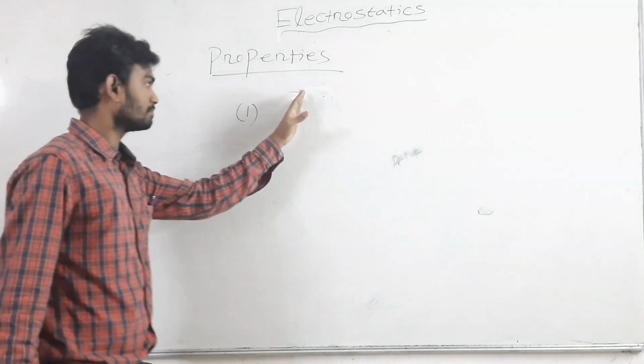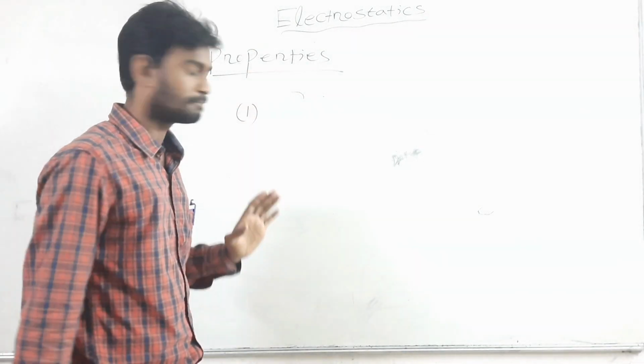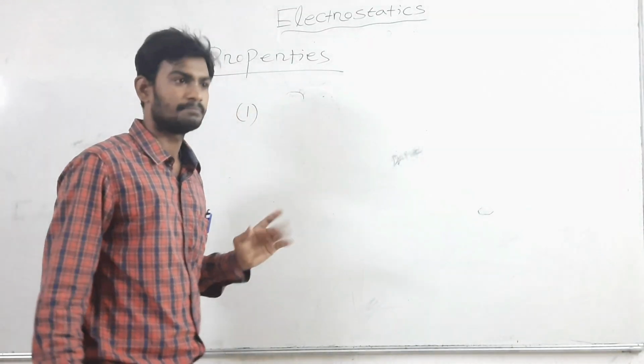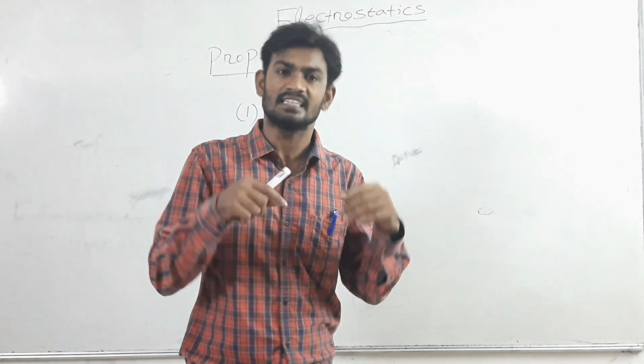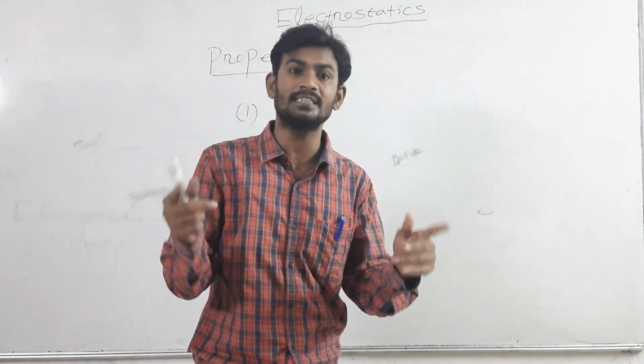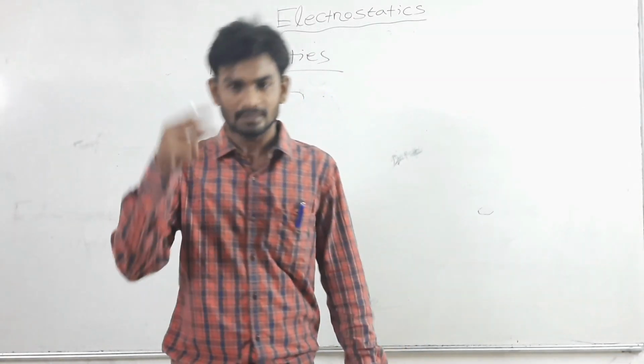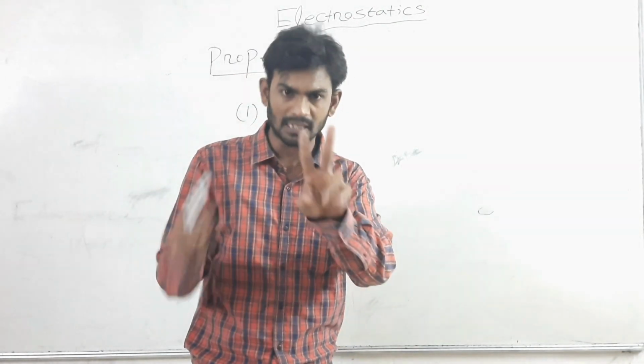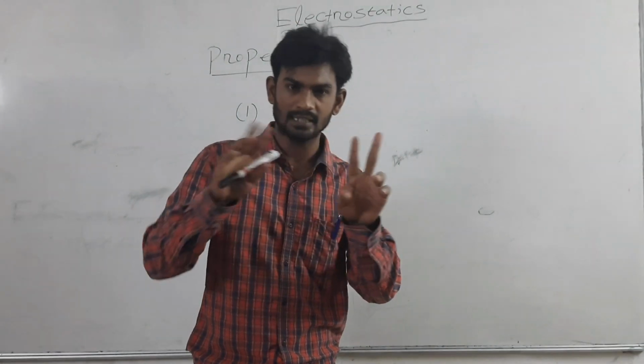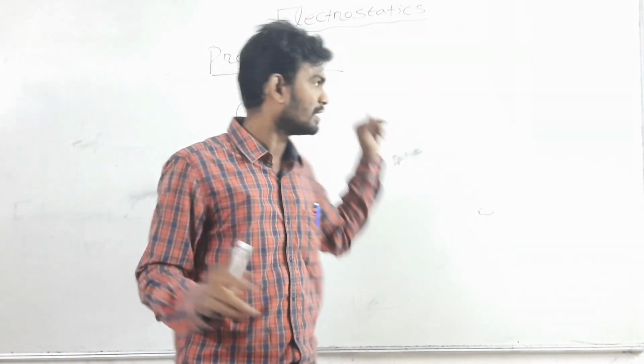So there are various properties of electric charges. The first property is like charges repel each other and opposite charges attract each other. What does that mean? There are two types of charge, positive charge and negative charge, and the unit of charge is coulomb.